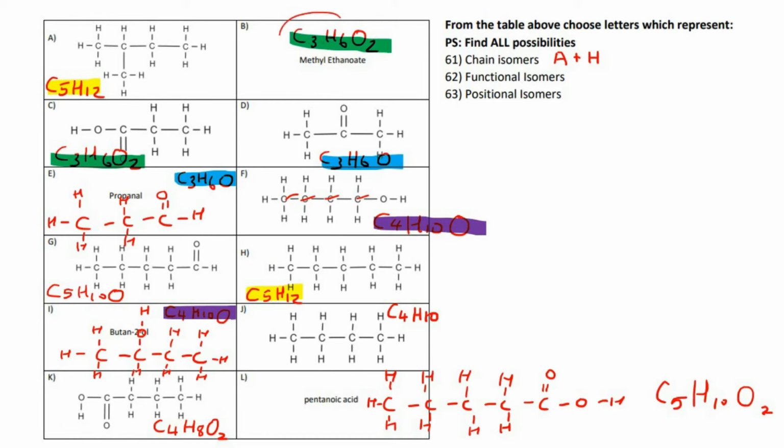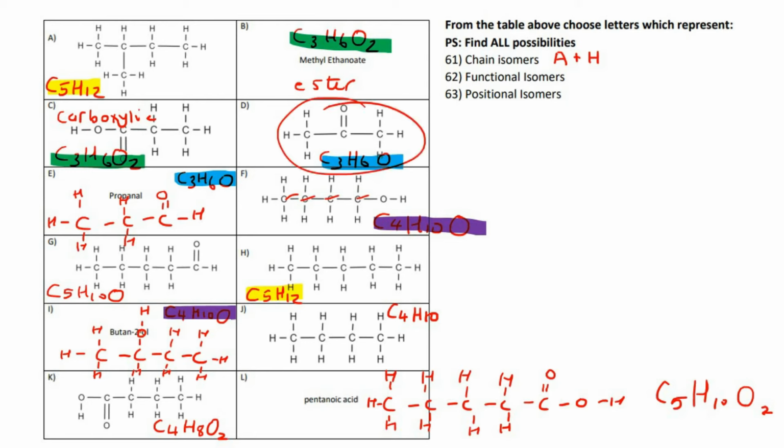Methyl ethanoate and this one. No, that's not going to be a chain isomer. They are actually, okay, so this one here is a carboxylic acid. And this one here is an ester. So when they have different homologous groups, then they are called functional isomers.